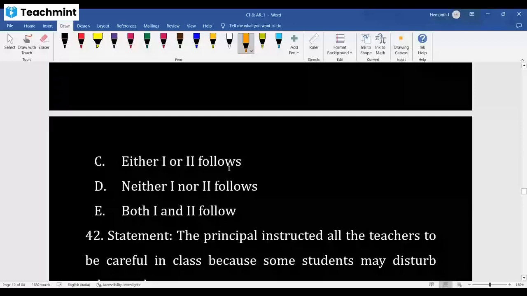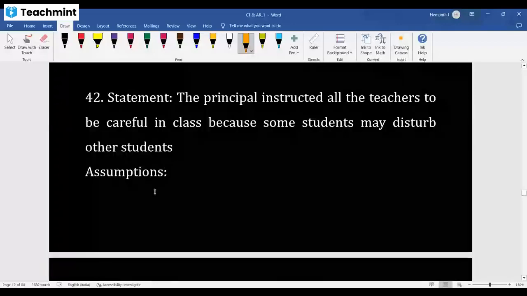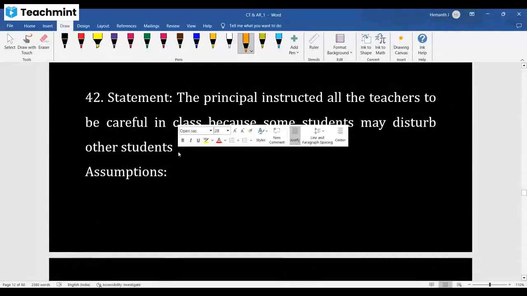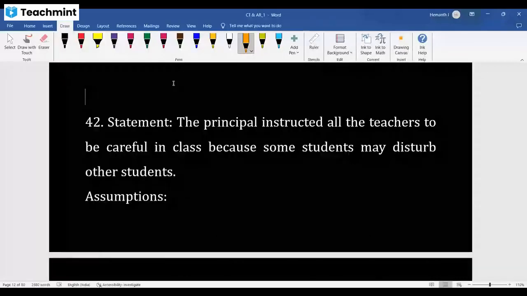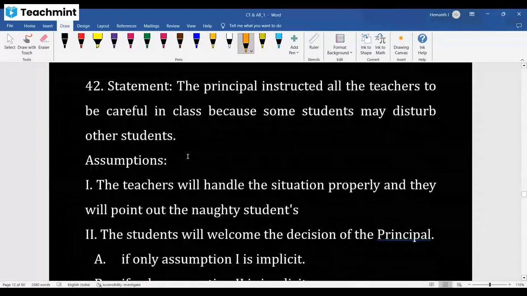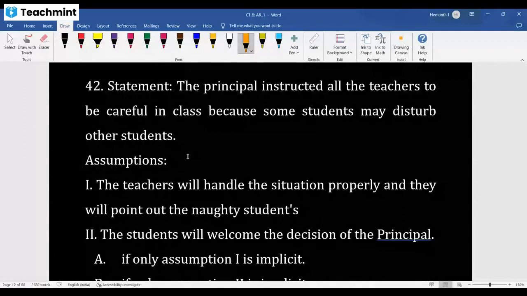Next, the principal instructed all the teachers to be careful in class because some students may disturb other students. This is statements and assumptions, not statements and conclusions. Assumption is a positive response. Statements and conclusions is what is definitely concluded from the given, definitely always true. Assumption is positive response, right?